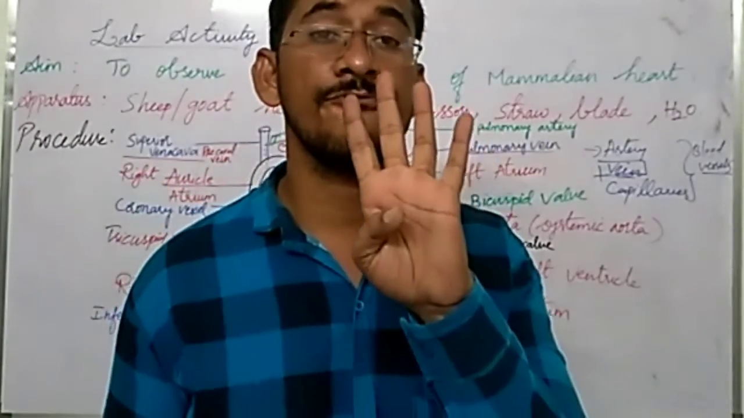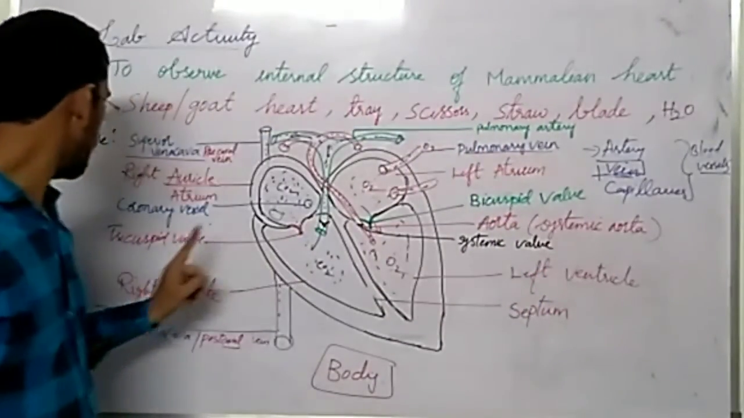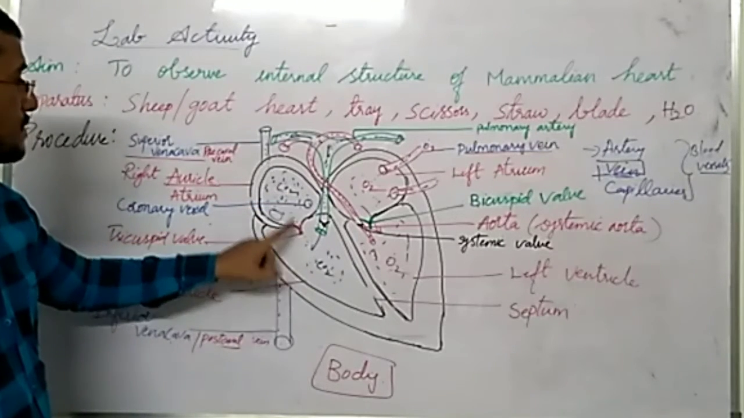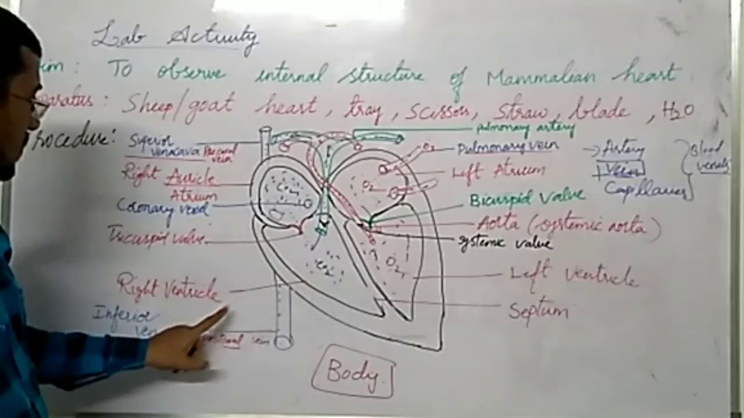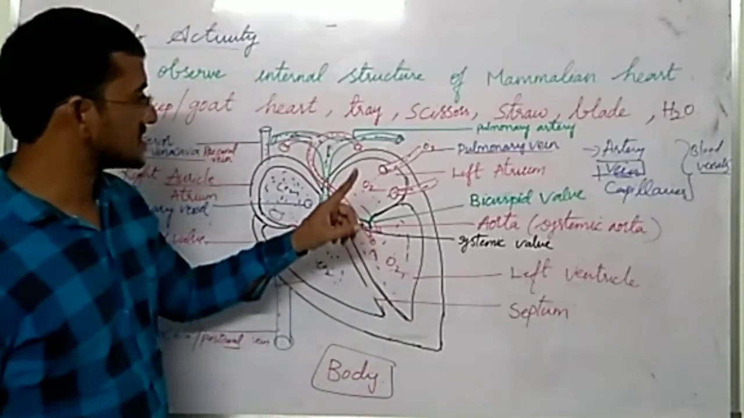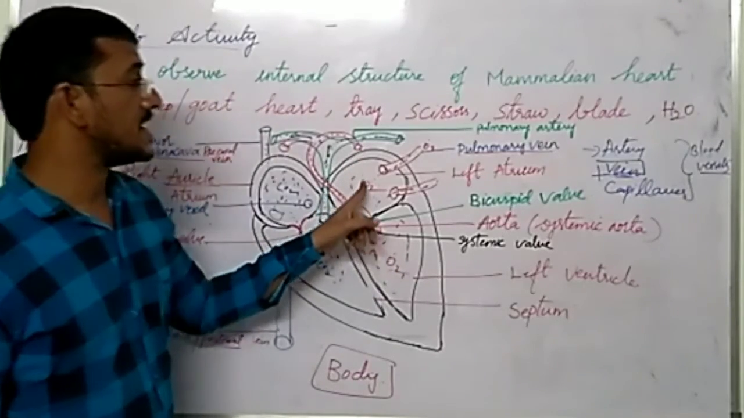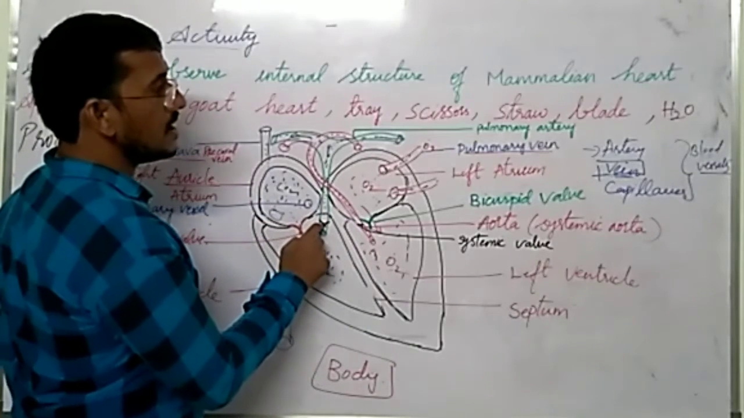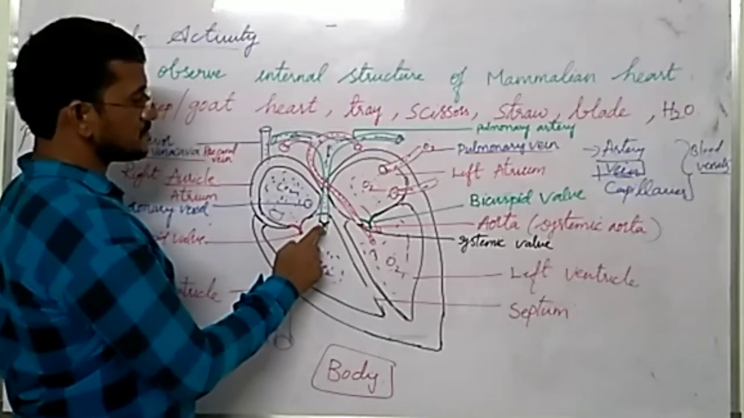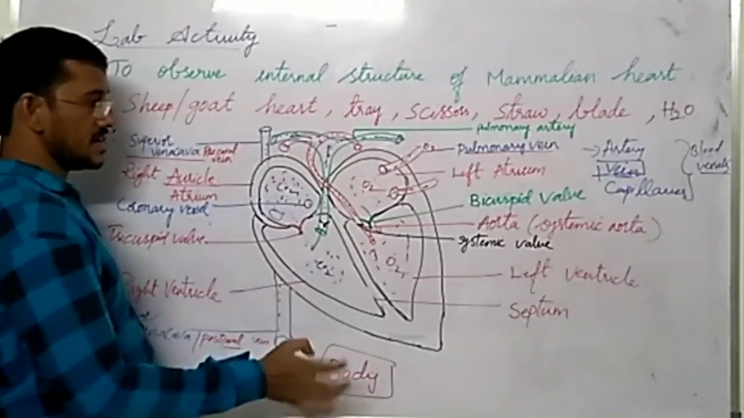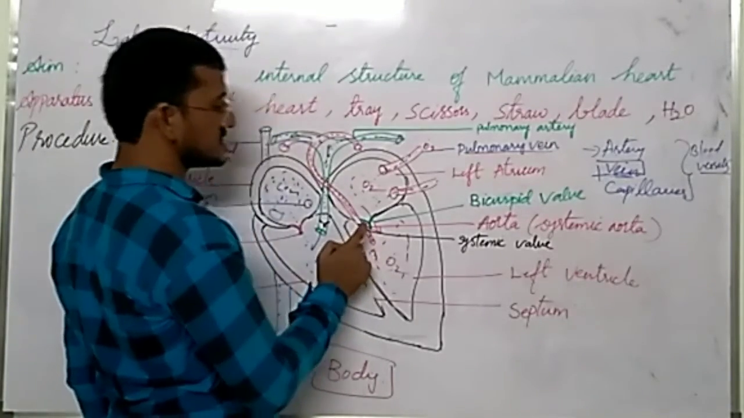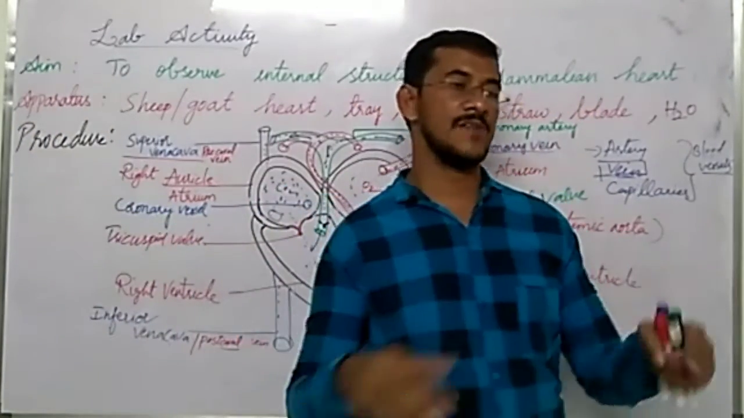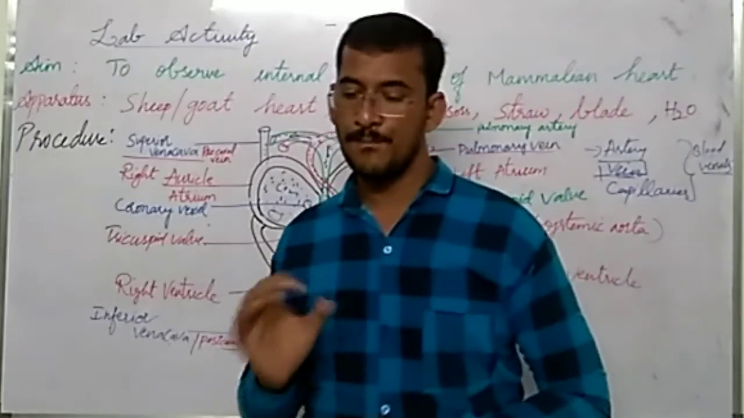And there are 4 valves here. One is tricuspid valve, which is present between right atrium and right ventricle. Bicuspid valve is present between left atrium and left ventricle. Then here pulmonary valve, which is present in pulmonary artery, and systemic valve is present in systemic aorta. What is the function of this valve? This valve will prevent the backflow of the blood.